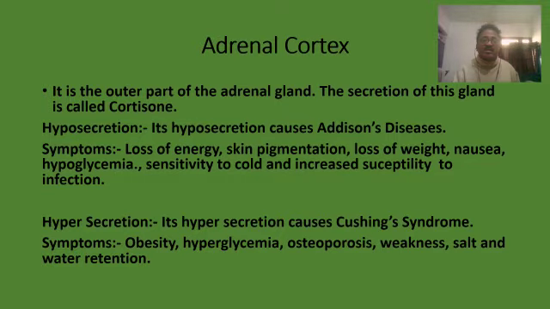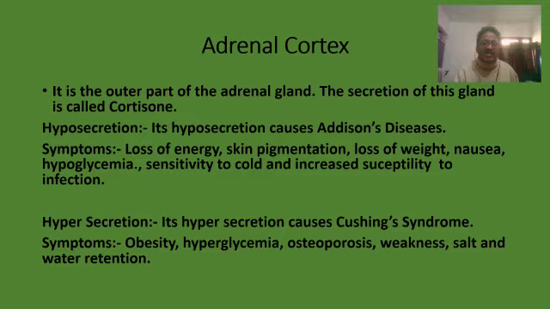Hyposecretion, hypo means if the secretion is decreased. Hyposecretion causes Addison's disease. Symptoms: loss of energy, skin pigmentation, loss of weight, nausea. Nausea means vomiting tendency. Hypoglycemia means blood sugar level will go down. Sensitivity to cold and increased susceptibility to infection.